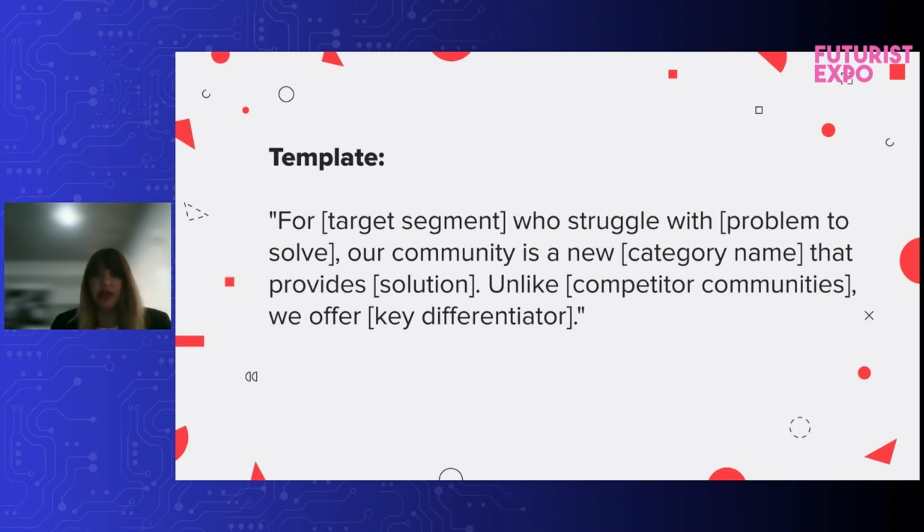So the template for this statement is, for instance: For this target segment who struggle with that problem to solve, a need to achieve, our community is the category name, that provides a certain solution. Unlike other competitors' communities, we offer and we put the key differentiation. If you're an entrepreneur, it's similar to your first statement, because a community is like a product. You have to start asking your audience their needs, their desires, and also what is the difference between you and the other products, in this case, other communities.